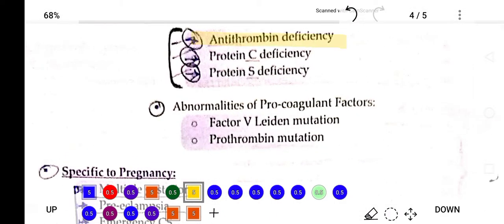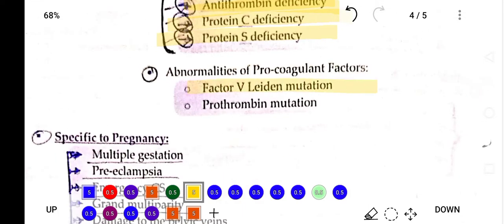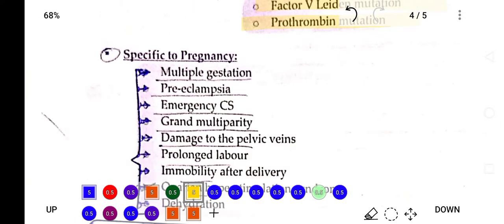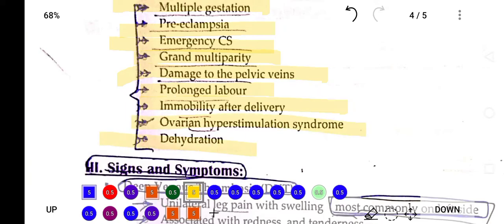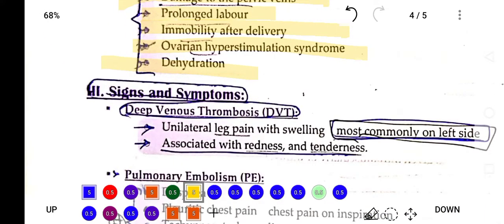Antithrombin deficiency, protein C and S deficiency, factor V Leiden mutation, and prothrombin mutation can predispose to this condition. Specifically, women with multiple gestation, preeclampsia, emergency C-section, multiparity, damage of the pelvic vein, prolonged labor, immobility after delivery, ovarian hyperstimulation syndrome, and dehydration are more prone to develop this condition.